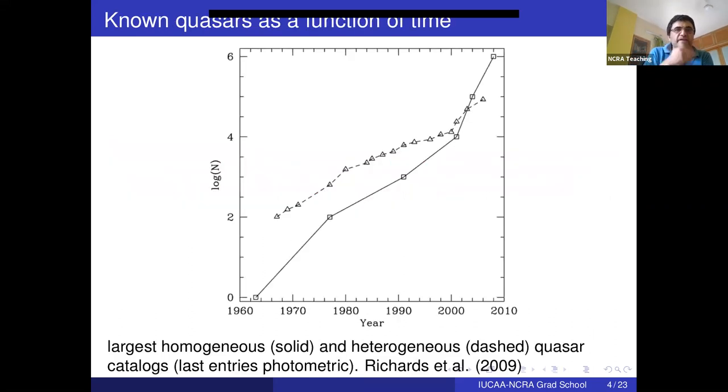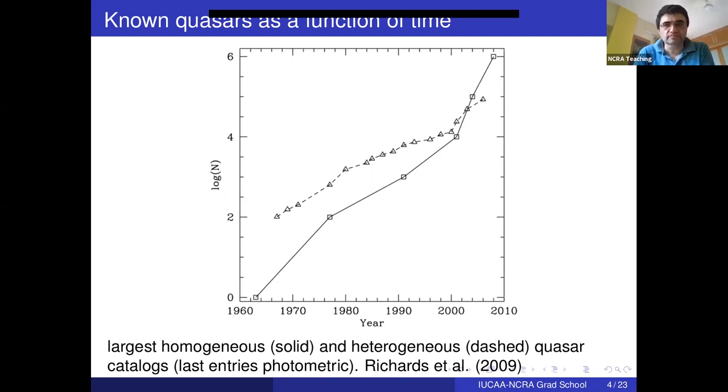Okay. Right. So the first quasar, as we have seen in the last lecture, was discovered in 1963. And what is shown in this figure, there are two lines. The dashed line is showing you the number of quasars in different heterogeneous quasar catalogs. What used to happen was that large homogeneous surveys were attempted, but each of these surveys would not be very large. So suppose I did a homogeneous survey, I had 100 quasars, and you guys did another survey, you had 200 quasars, and so on. So the total number of quasars that we observed may be 300, but the largest homogeneous set may just be 100.